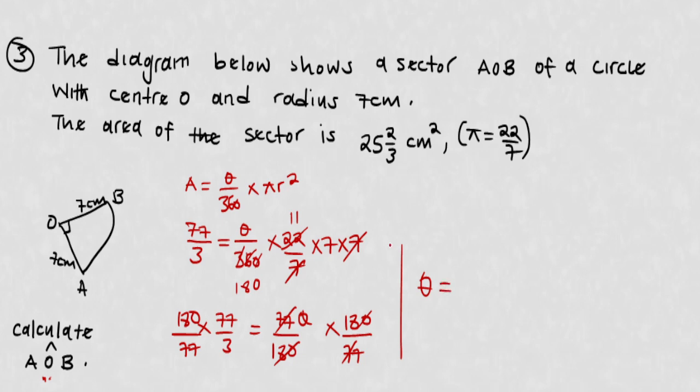So theta will be equal to, the 77 is gone, 77 is gone. Then how many times does 3 go into 180? 3 goes into 180 60 times. So our answer for theta will be 60 degrees. So basically that's how you can do such questions.